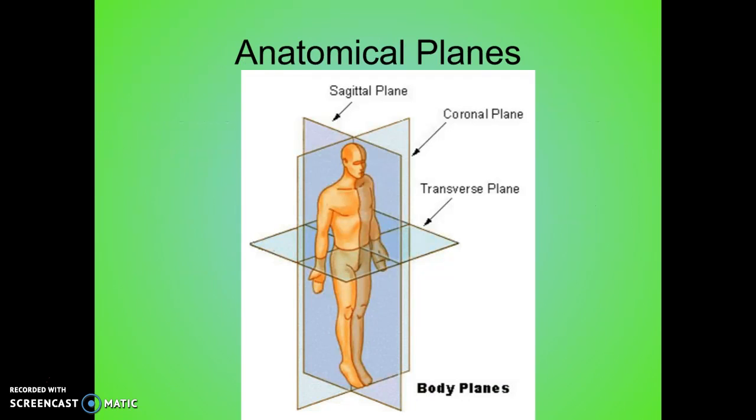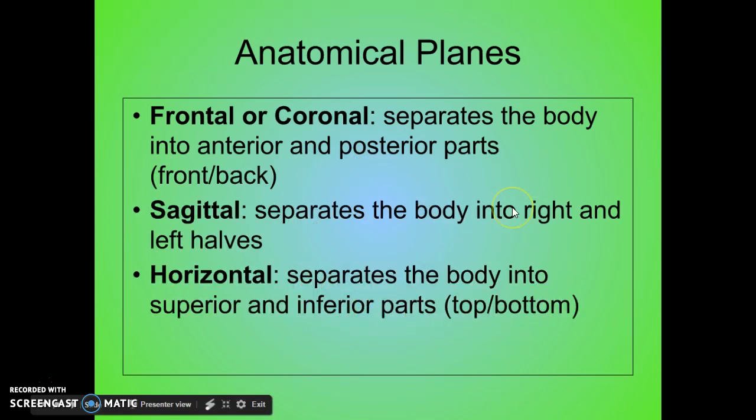The bodies of organisms can be divided into lots of different planes as well. This diagram shows the different planes. The sagittal plane divides it into right and left halves. The coronal or frontal plane divides it into front and back. And the transverse plane divides it into top and bottom.